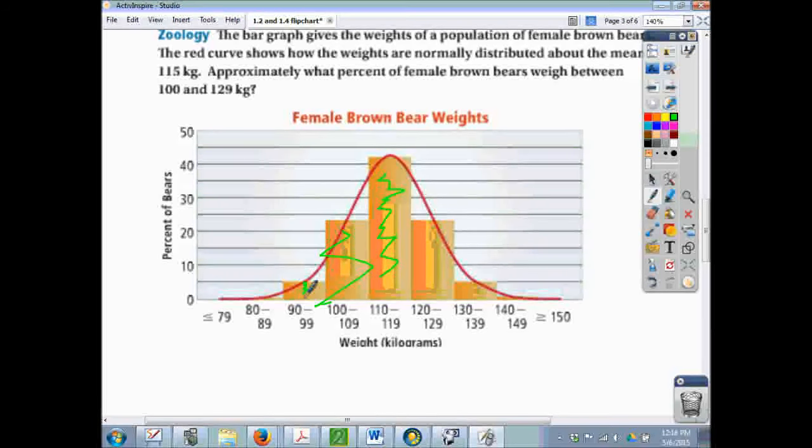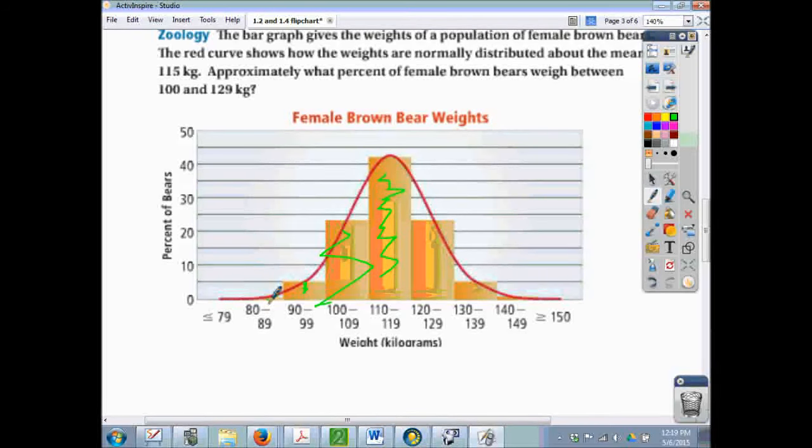So these represent percentages. Oh wait, I forgot one down there at the bottom. Can you guys even see that? There might be a little teeny one right here, maybe, possibly. Right there. At any rate, this bar graph doesn't represent numbers, it represents percentages. And that's what the question was asking, what percent.